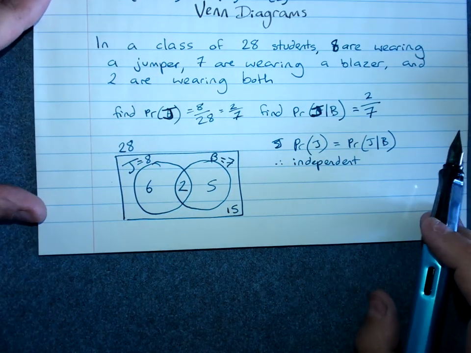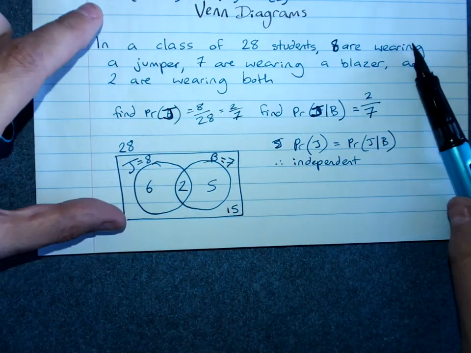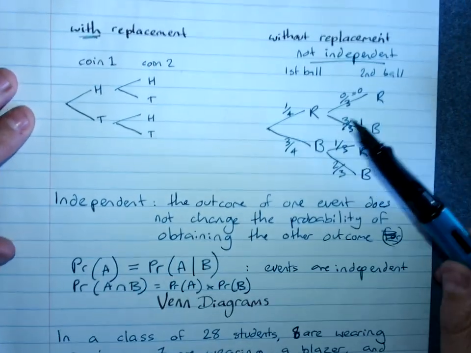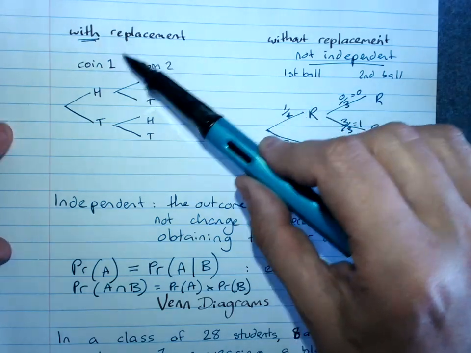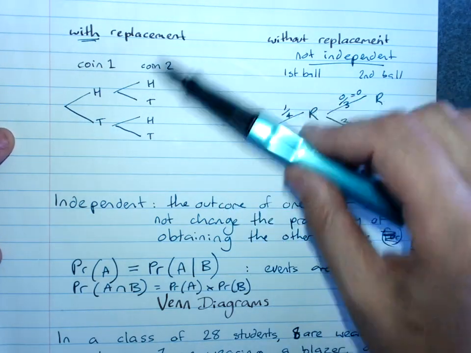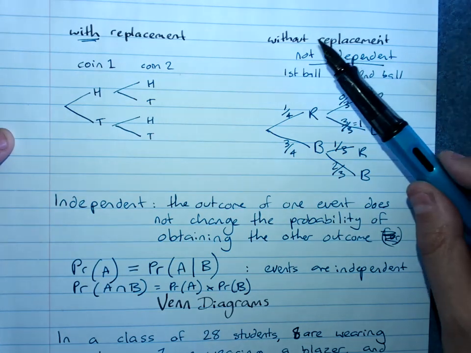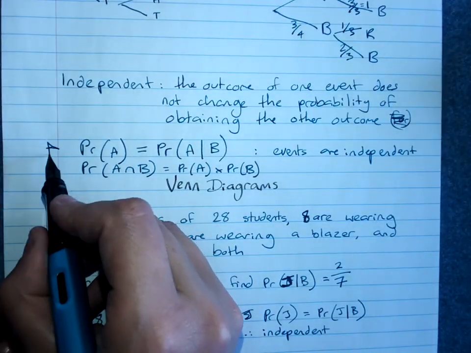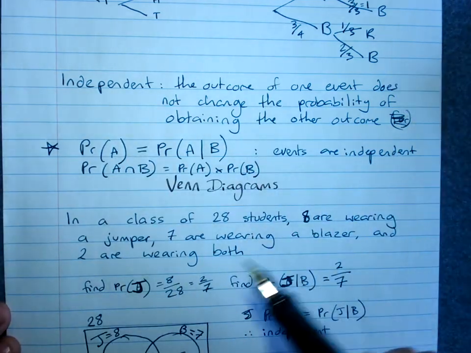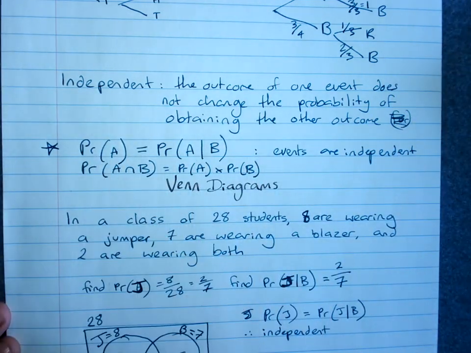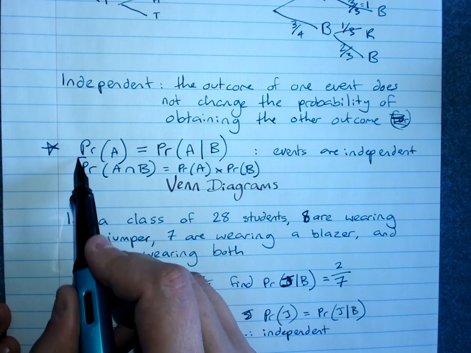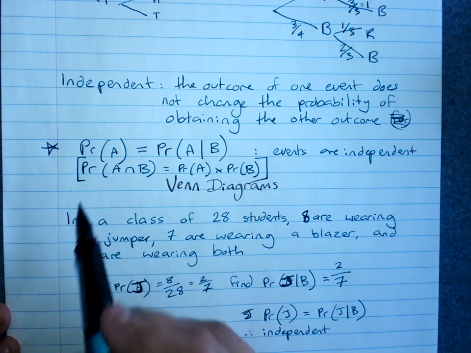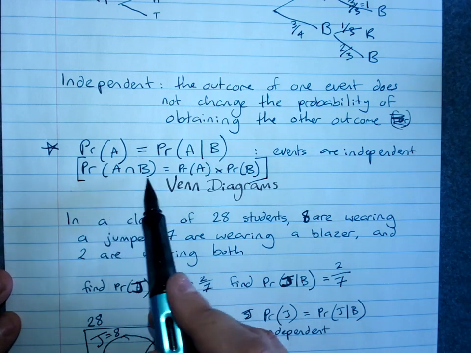So you might want to learn how to do this with a Venn diagram. Sorry about the bell there. Less likely with the tree diagrams, but just remembering if it's with replacement, then our events are independent. If it's without replacement, they're not independent. This is our check for either of those, tree diagrams or Venn diagrams, as to whether events are independent. And remembering that if the events are independent, you can multiply their probabilities to find out the chance of getting both.